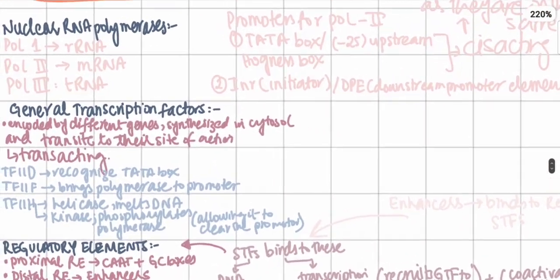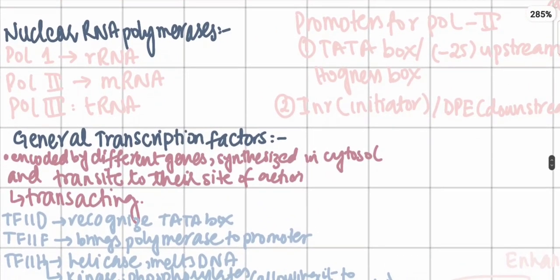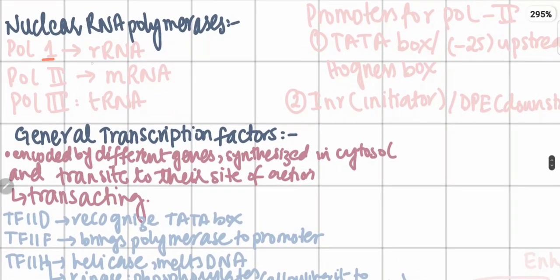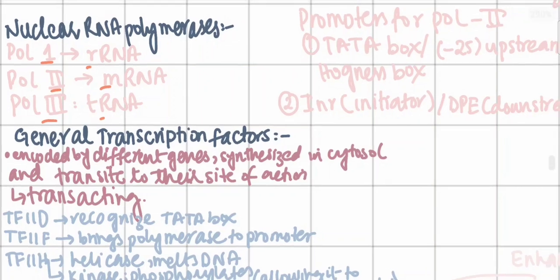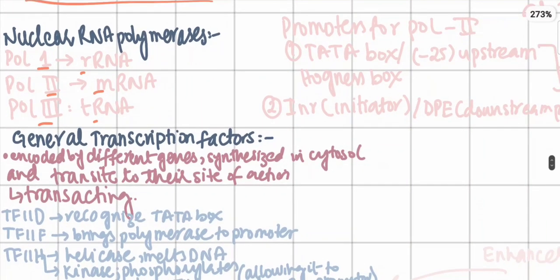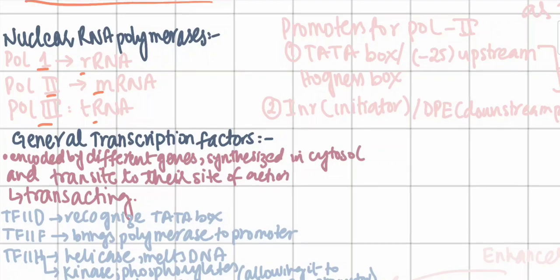Then we have basically 3 types of RNA polymerases: RNA pol 1 for rRNA, 2 for mRNA, and 3 for tRNA. But in prokaryotes, we only have one RNA polymerase. There are no numbers. One RNA polymerase does everything, but in eukaryotes, there are 3 different types.